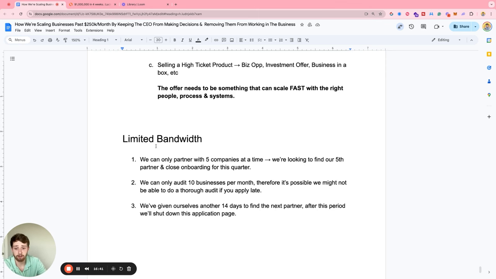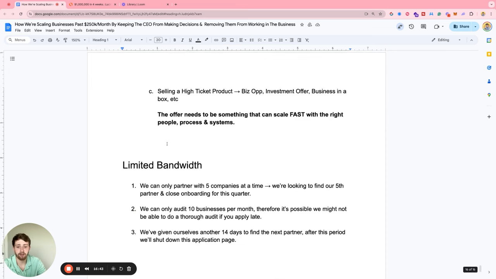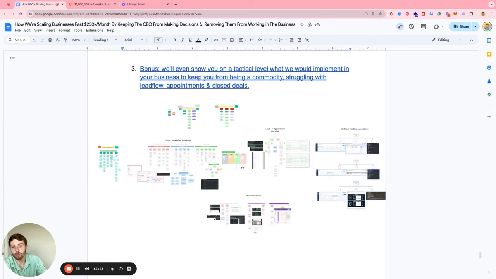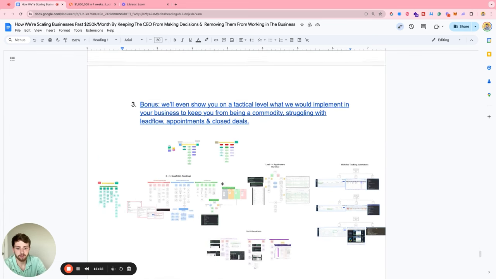But the reason we have limited bandwidth is obviously I don't have 1,000 employees. We have a lean, mean team of system integrators and media buyers that are really good at what they do. And so we don't have 100 of those people. So we can't work with everybody. We do pick specific businesses to work with.